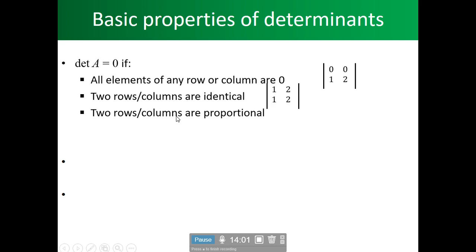Okay, 2 rows or columns are proportional. Okay, let's look at this. This is 1 and 2, and then you multiply this times 2, you get 2 times 4. The reason why this is 0 is because these are the same equation. They're parallel to each other. Okay, these are the same line, so you get 0. You don't get anything, because it's the same line.